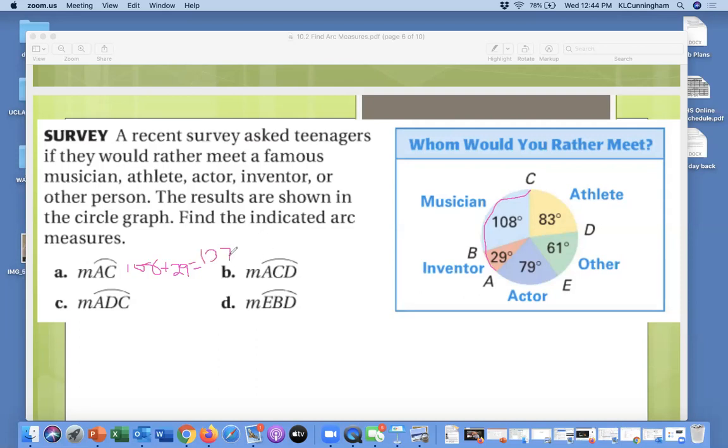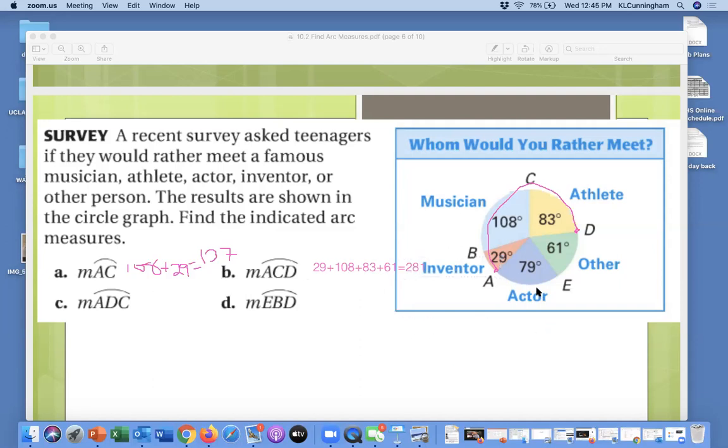Okay, let's do B. They want the measurement of arc ACD. That's major. So let's see, that would be starting at A, going through C, stopping at D. So that means I would be adding up all those little segments. So that would be 29 plus 108. Oh, that's not a 2. 29 plus 108 plus 83 plus 61. So let's go ahead and add that up. I got 281.